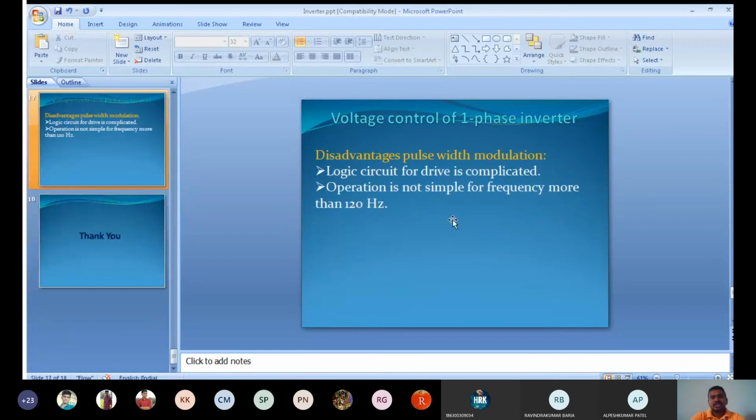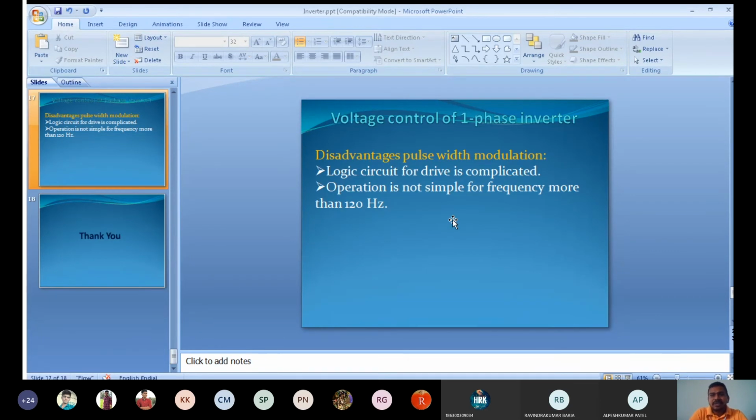Now the disadvantages of pulse width modulation: the logic circuit for the drive is complicated. If we want to design a logic circuit for drive machines, it is very complicated. So this is a disadvantage when we are using the pulse width modulation technique.